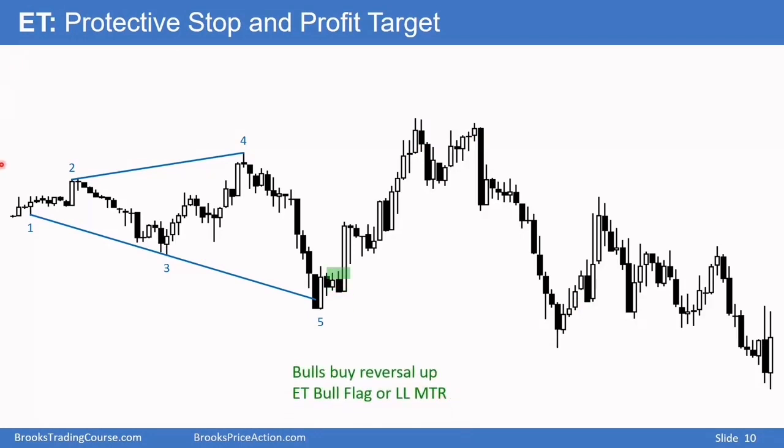We can't see what the market was doing over here to the left, but if it was in a bear trend and then we got this pattern, this would be an expanding triangle bottom, which is always a lower low major trend reversal. If the pattern was a bull trend, then this is an expanding triangle bull flag.